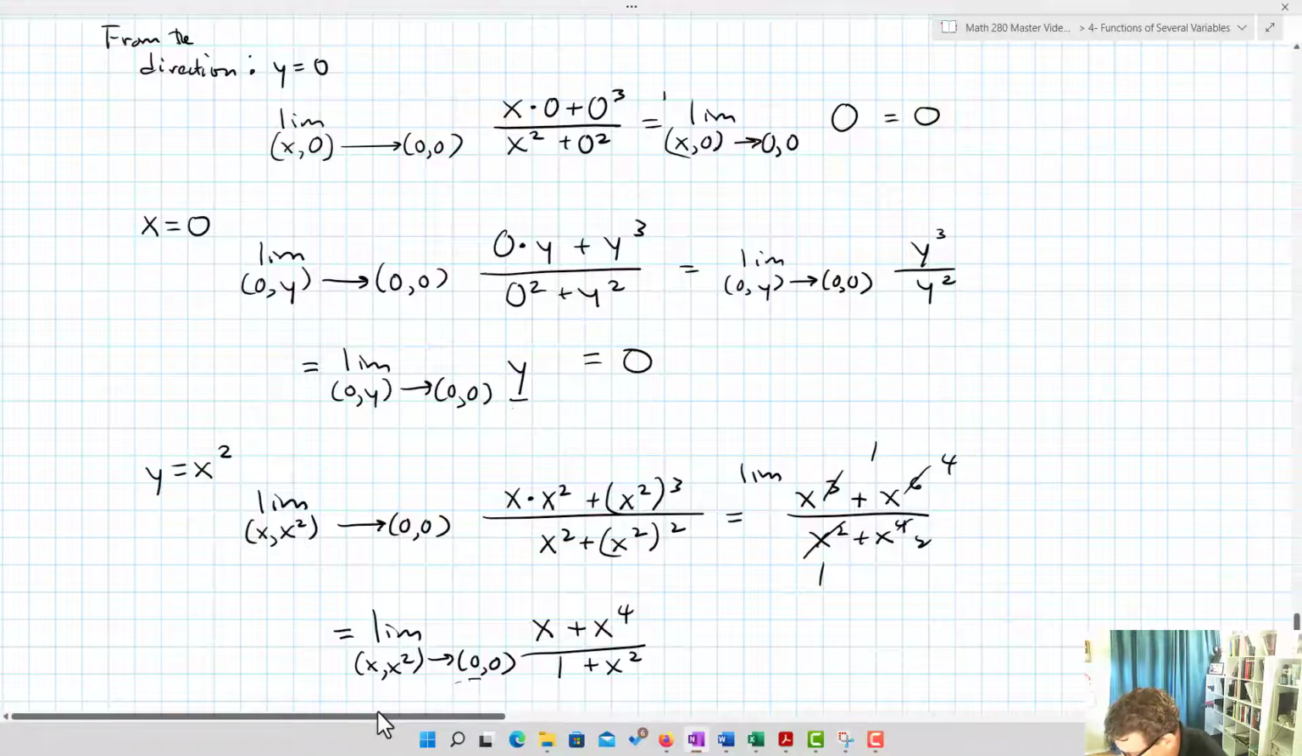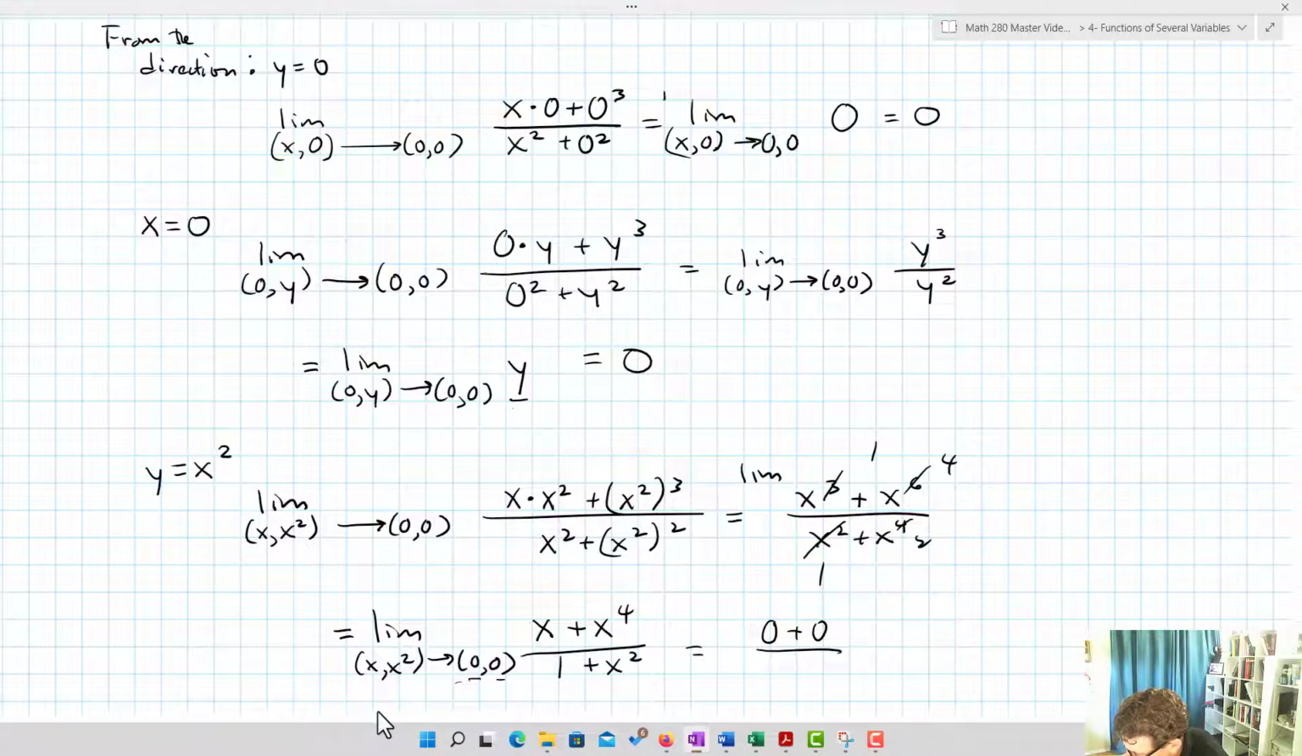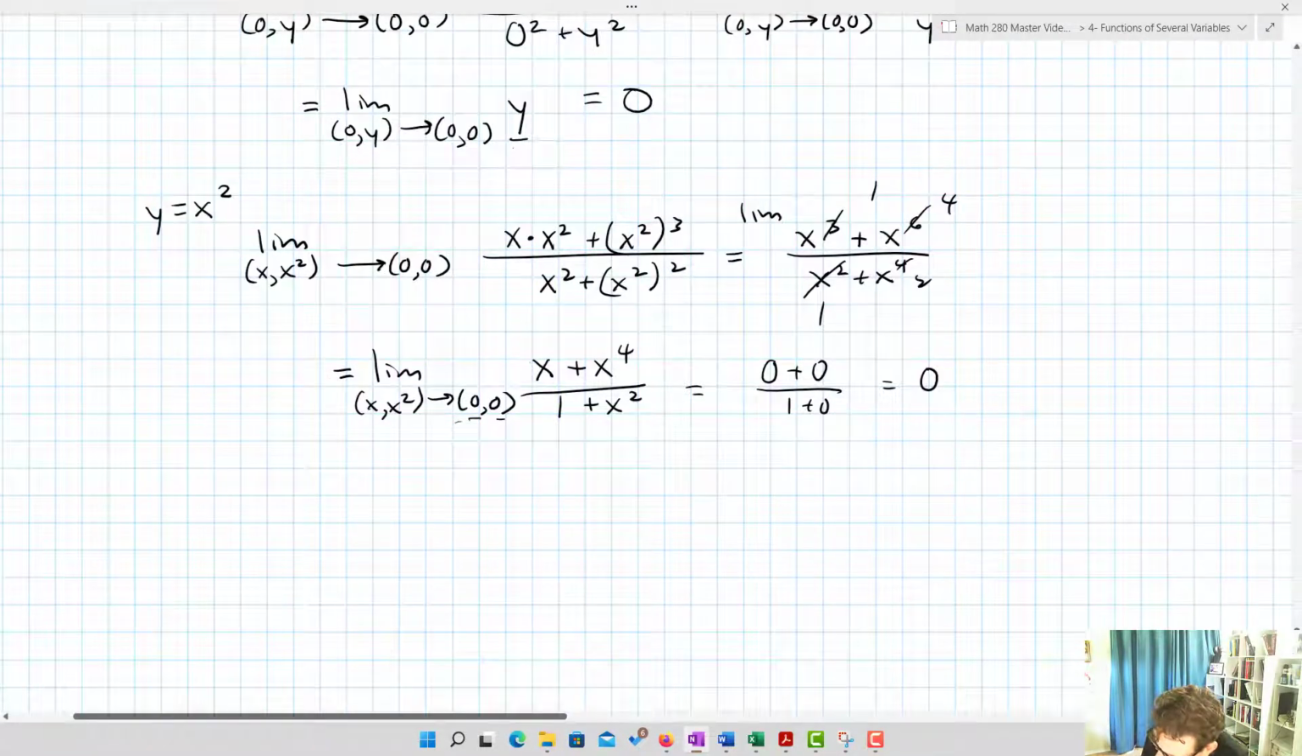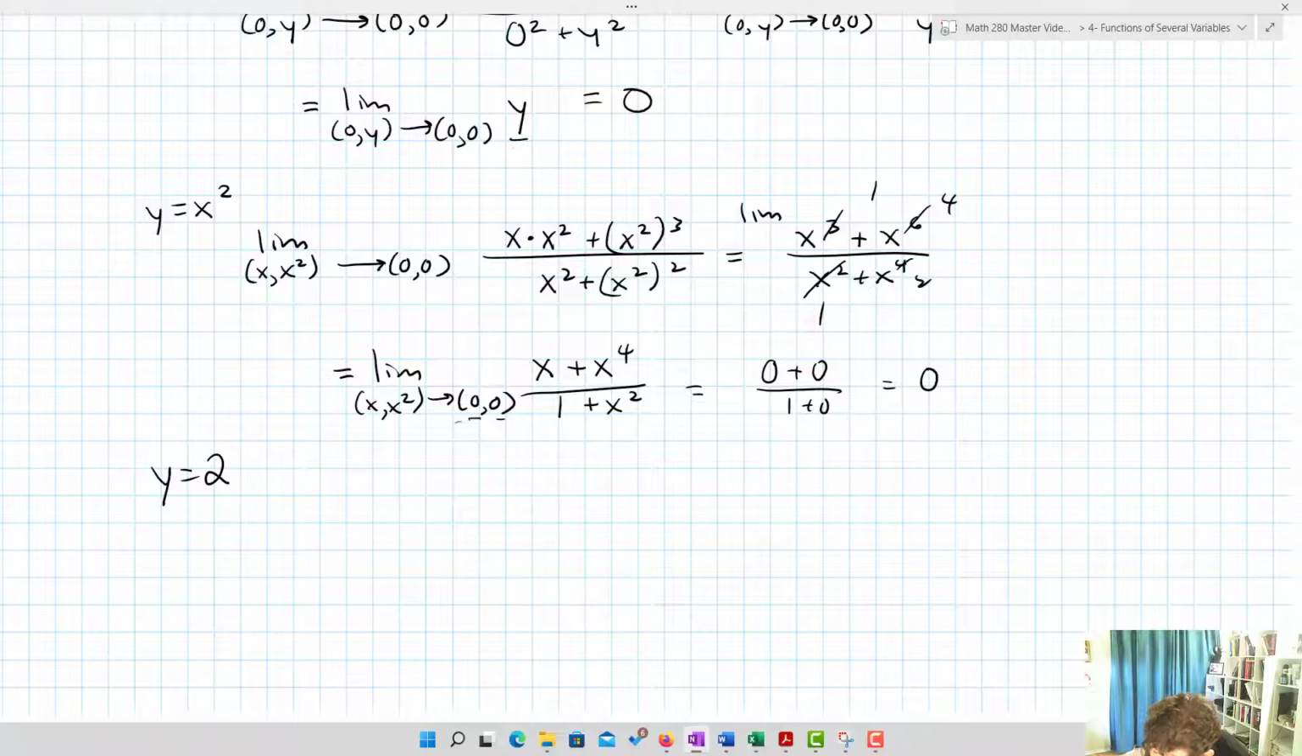Now we can actually use direct substitution. Plugging in, we'd end up with just 0 plus 0 divided by 1 plus 0, which equals 0. Oh, it's 0 again. Awesome. So it seems that they're agreeing. But we know that they actually do not agree. So let's see, what if y equals 2x? Graphically, we could have figured out that this is actually the path. But let's say, for example, we get y equals 2x.